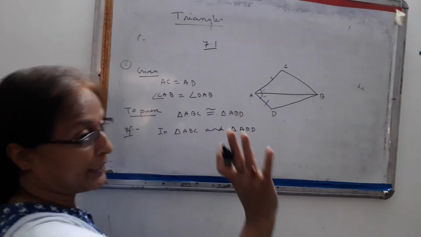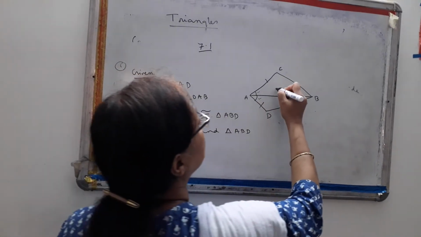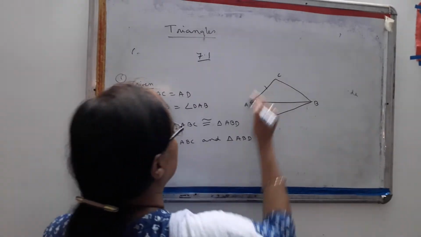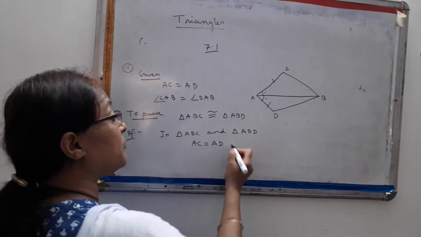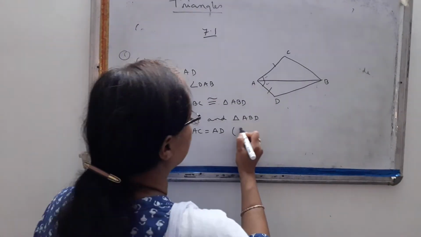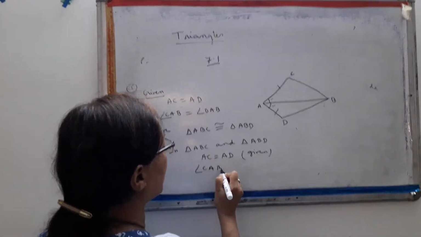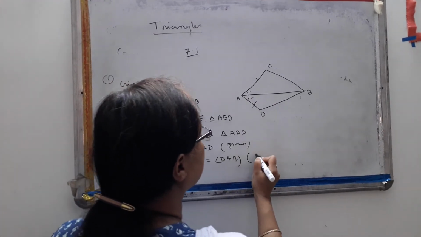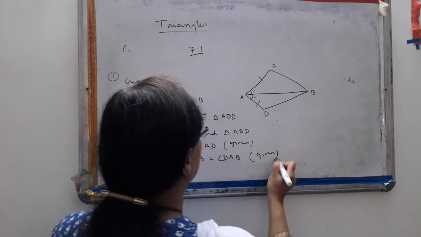Now I want three lines. Everywhere you see three lines. So I am getting one, AC equal to AD. First of all I am getting AC equal to AD. So I write AC equal to AD. But it is very much necessary to say from where you get it. You get this one from given. Second, I am getting these two angles are equal. That is also I write CAB equal to DAB. This is also given.